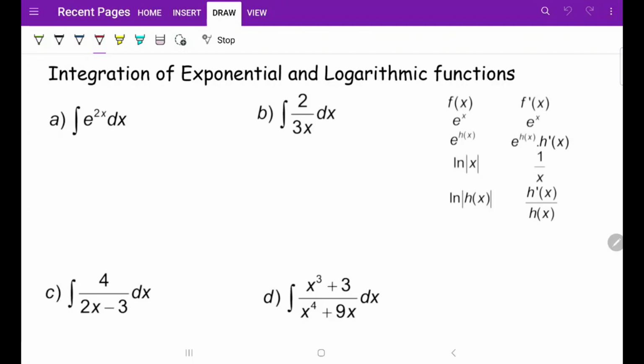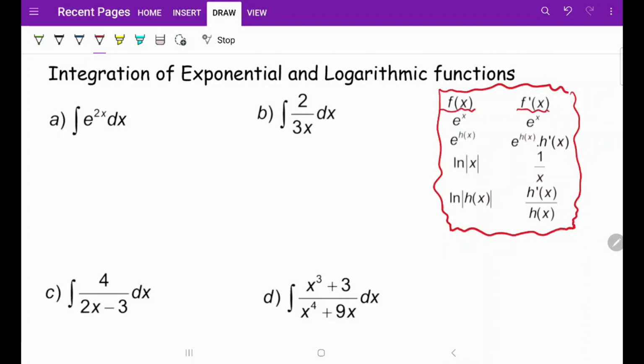So before we get to start dealing with questions of that kind, let's have a look at this particular set of information. This information here is essential to be able to solve questions of this type, and you will see that shortly. Just a reminder, all these functions on this side are all the functions and these are the derivatives. And just as a reminder again, when we're doing the integrals, we're going in reverse.